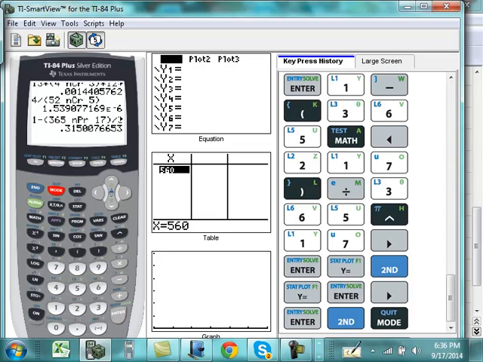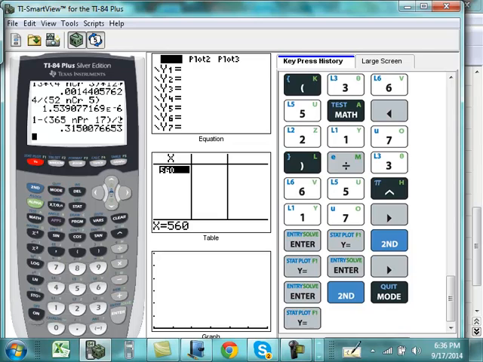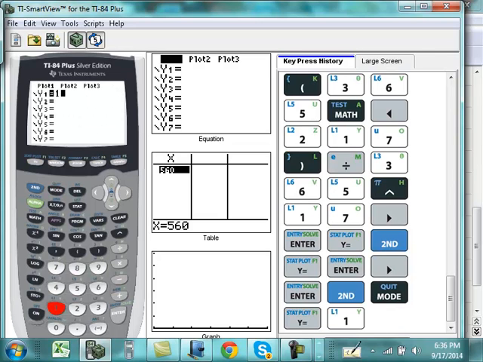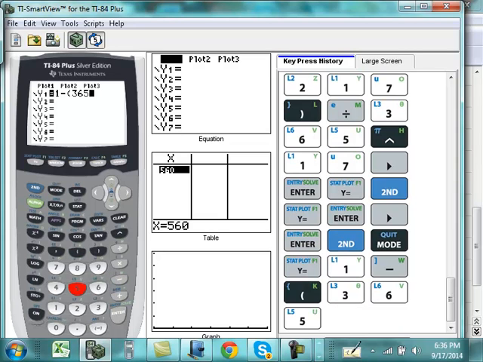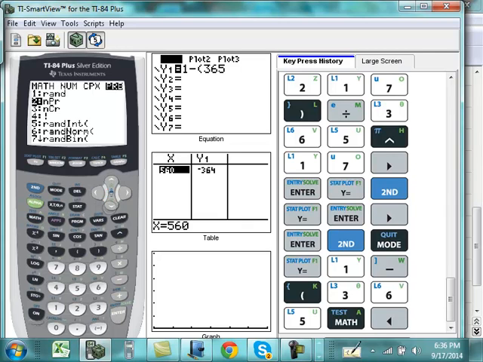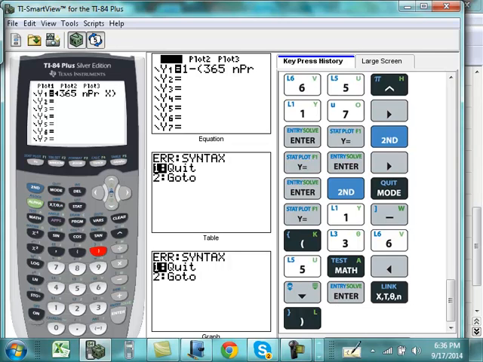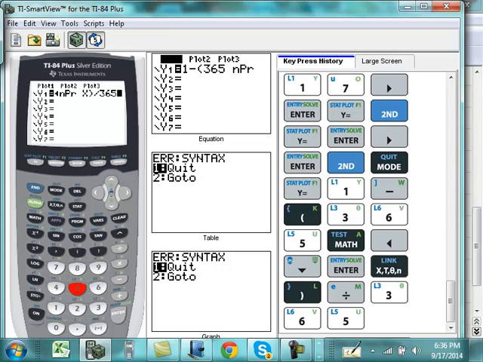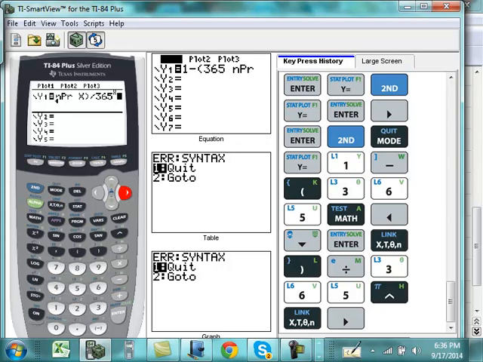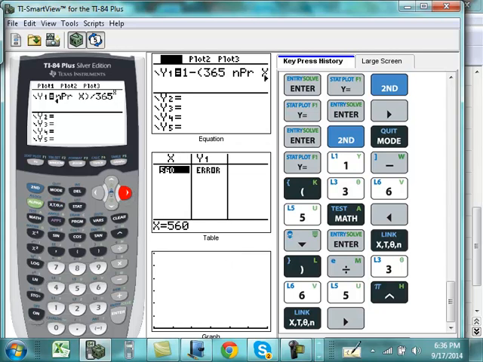All right, so go in your equation editor, y equals, and go 1 minus, and in open parentheses, we're going to take 365, math, probability, nPr, which is option 2, and then x, close parentheses, and then divide that by 365 raised to the x power, where x is the number of people in the room.